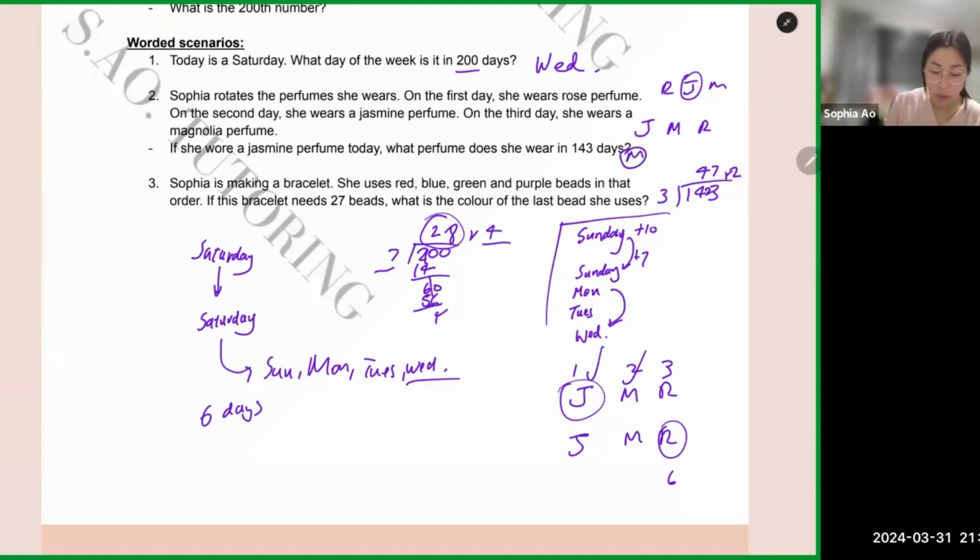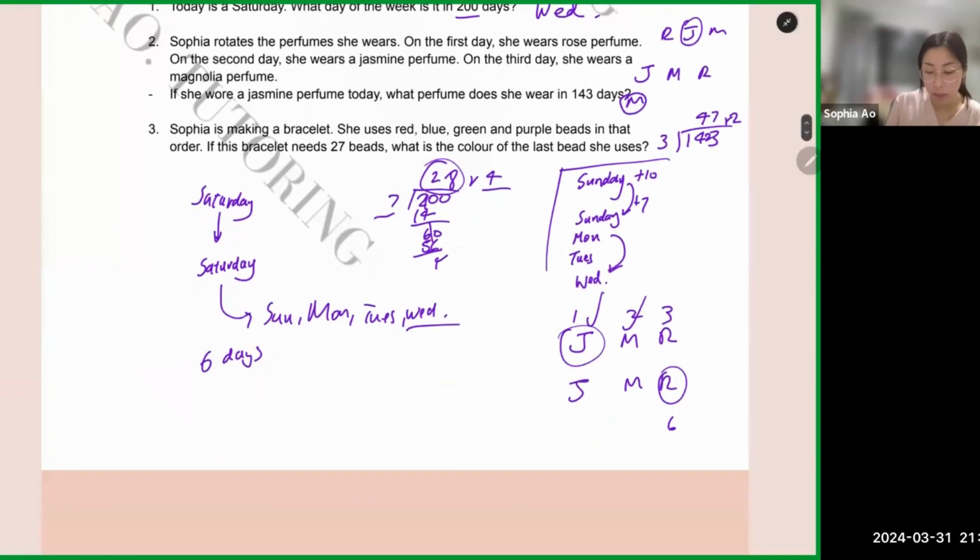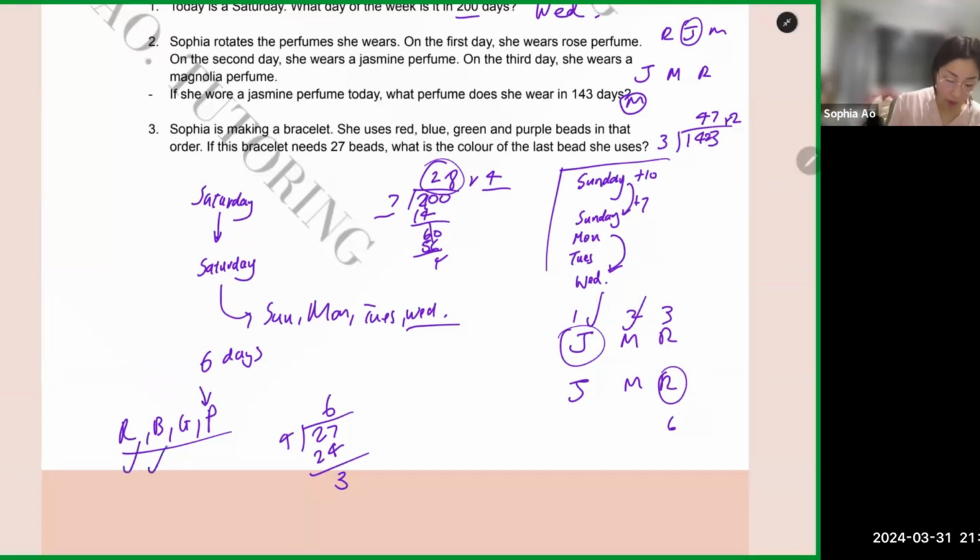Okay. Moving on to number 3, Sophia's making a bracelet. She uses red, blue, green, and purple beads in that order. Needs 27 beads. Pattern size is 4. 27 divided by 4. 4 times 6 is 24, leaving you with a remainder of 3. So that's 6 perfect sets of this pattern. Remember, when you do one perfect set, you end up on the last one, which is going to be purple over here. And then you add on another 3: red, blue, green. So you end up with a green bead at the end.